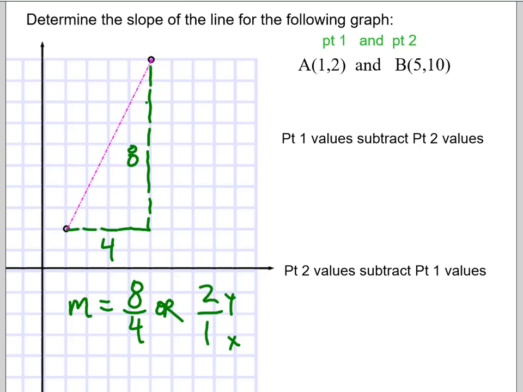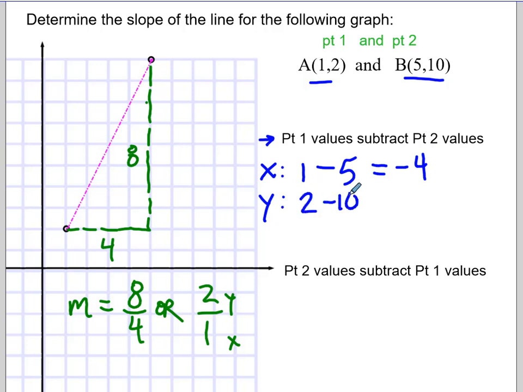I'm going to look at this right here. I'm going to say point 1 values subtract point 2 values. So this is point 1 here, this is point 2. So if I look at my x values, and I just take my point 1, so I'm going to take 1 minus 5, I'm going to get a negative 4. I'm going to look at my y values, and I'm going to have 2 minus 10, and I'm going to get a negative 8.